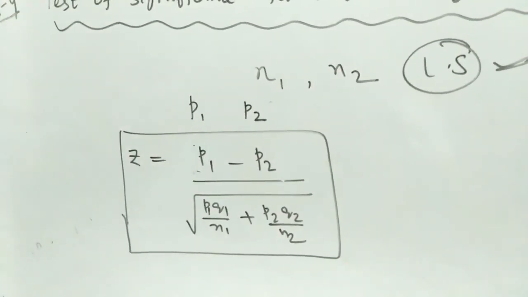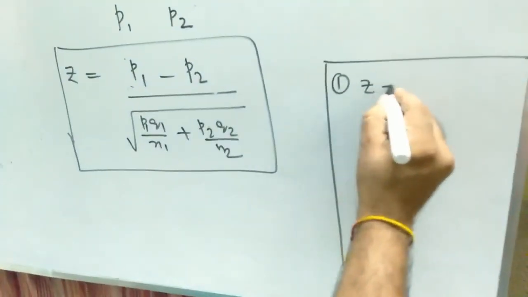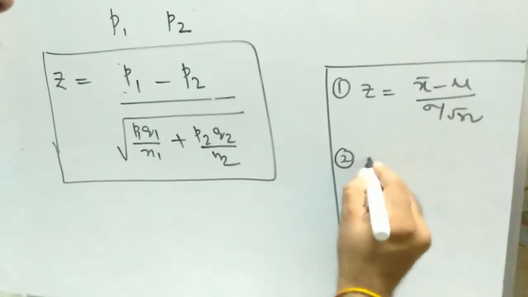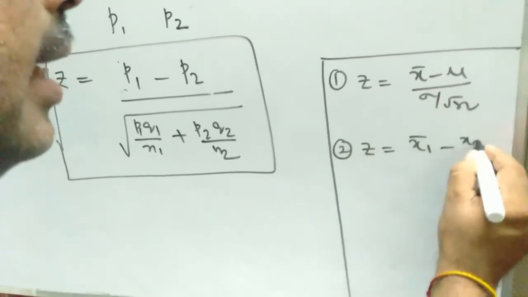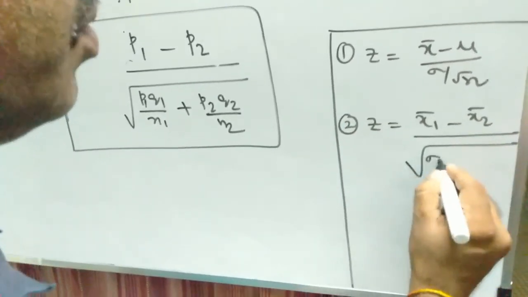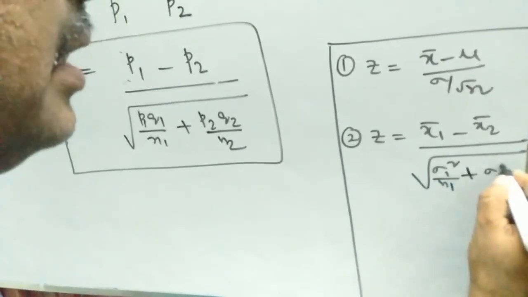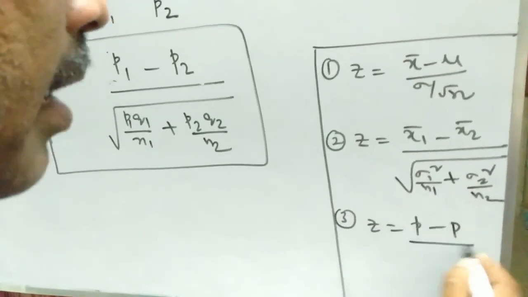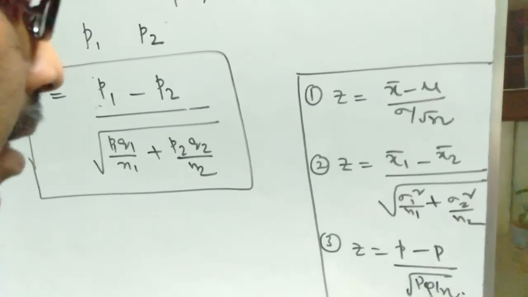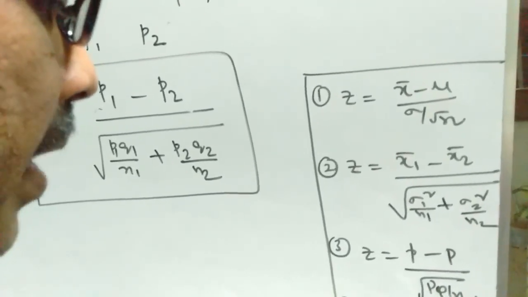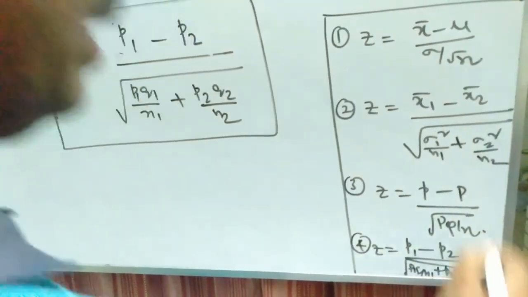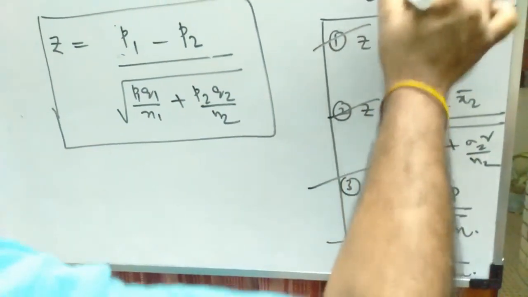This is the last model. So let me write all of them once. To test the single mean we use the statistic z is equal to x bar minus mu by sigma by root n. To test the difference of means we use the formula x1 bar minus x2 bar by square root of sigma 1 square by n1 plus sigma 2 square by n2. Third one, single proportion: small p minus capital P by root of pq by n. And fourth one, z is equal to p1 minus p2 by square root of p1 q1 by n1 plus p2 q2 by n2. These are the four models and all are for large samples.